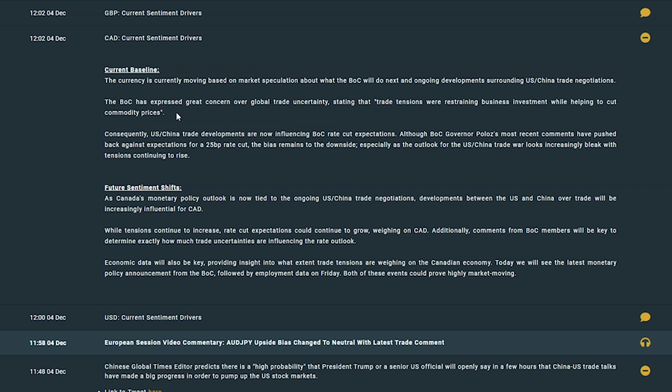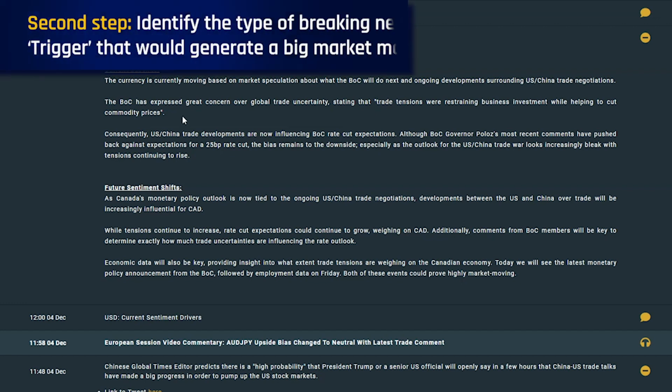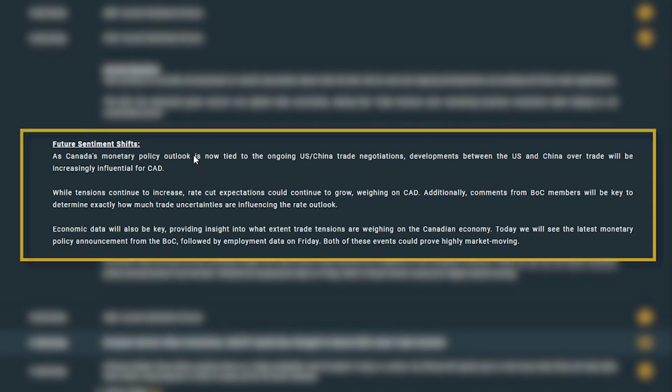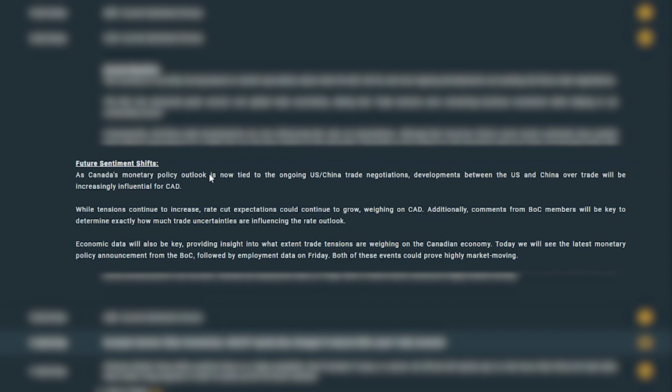So once the baseline was in place, the next step was to identify the type of breaking news that would generate the biggest market moving shift. So in the same sentiment drivers report below, we can see that possible sentiment shifts in the CAD would occur from further global trade developments, as the BoC's monetary policy was very focused and tied to trade issues and the global economy. And we can also see that we highlighted that we needed to pay attention to how much trade uncertainties were influencing the current BoC rate outlook.